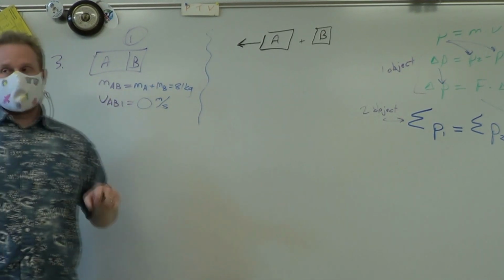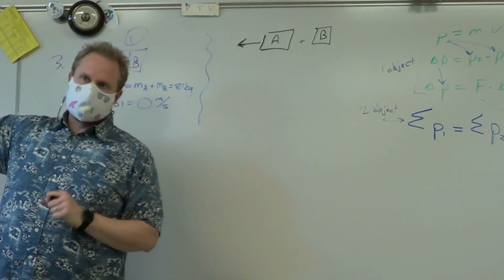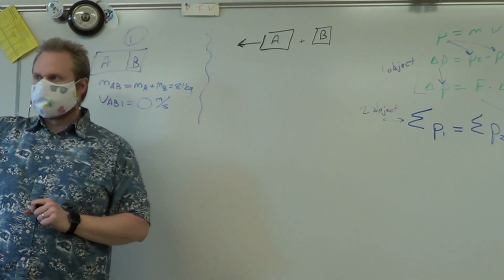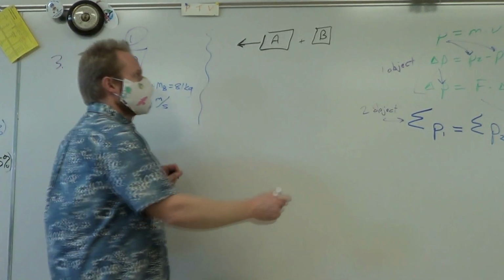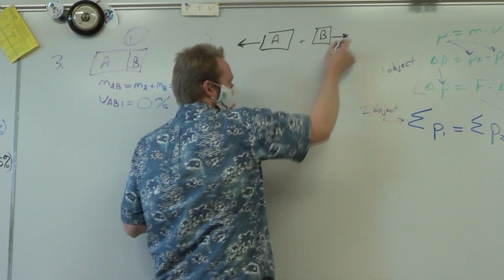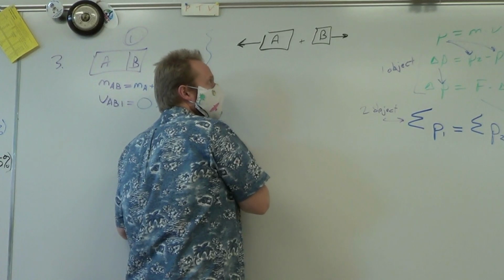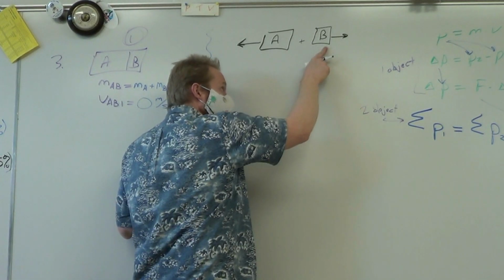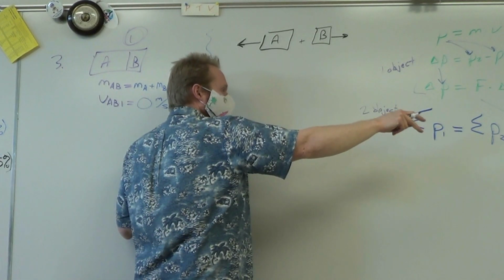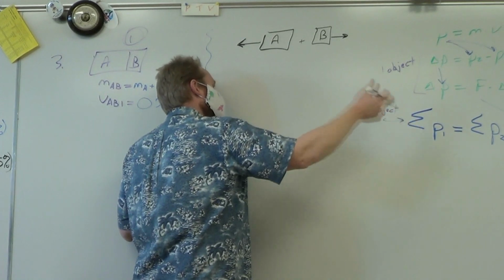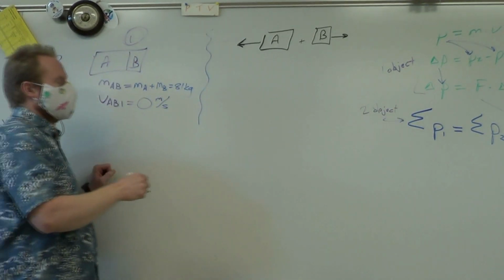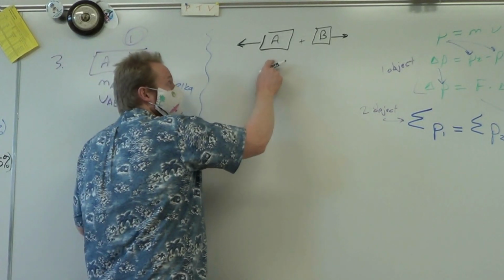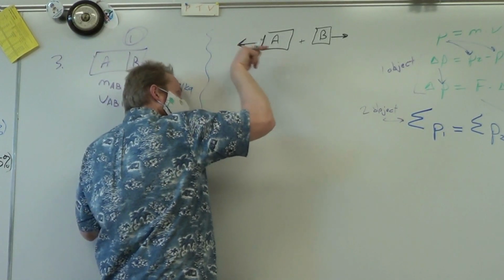So if she wants to go that way, which way does she need to throw the wrench? That way, right? She has to give the wrench some momentum by throwing it in that direction. The harder she throws this thing, the more momentum the wrench will have, and the more momentum she's going to have in the opposite direction because they have to add up to what this does. We'll talk about that in a second. So, in order for her to go this way, she has to throw the wrench that way.